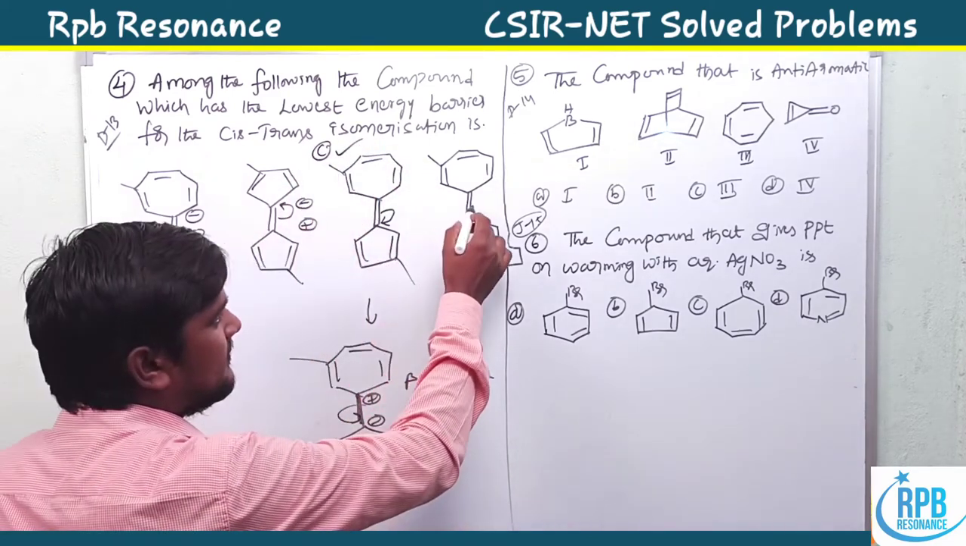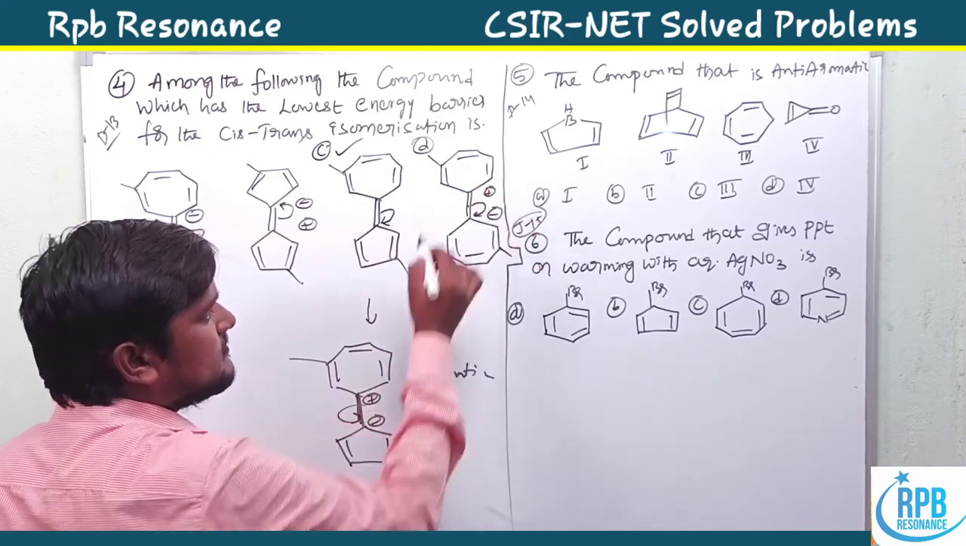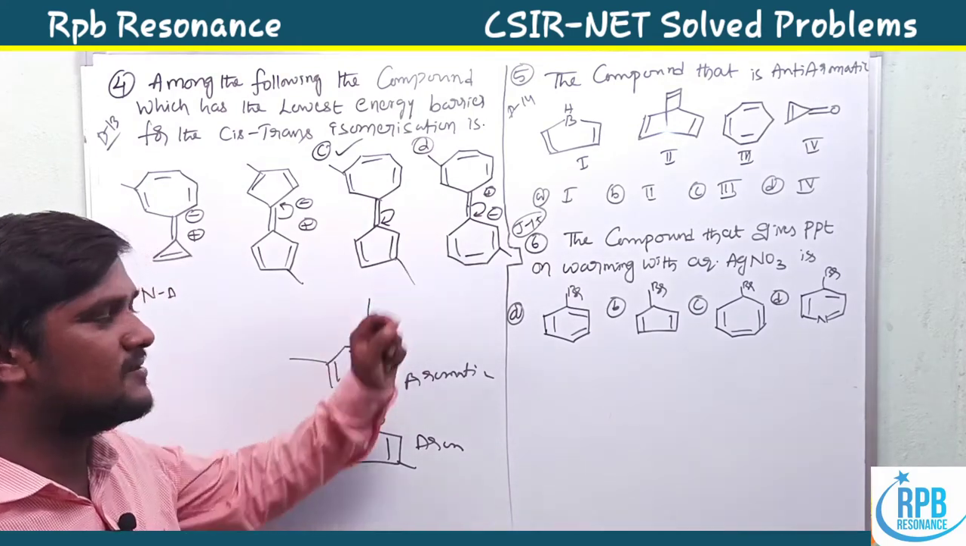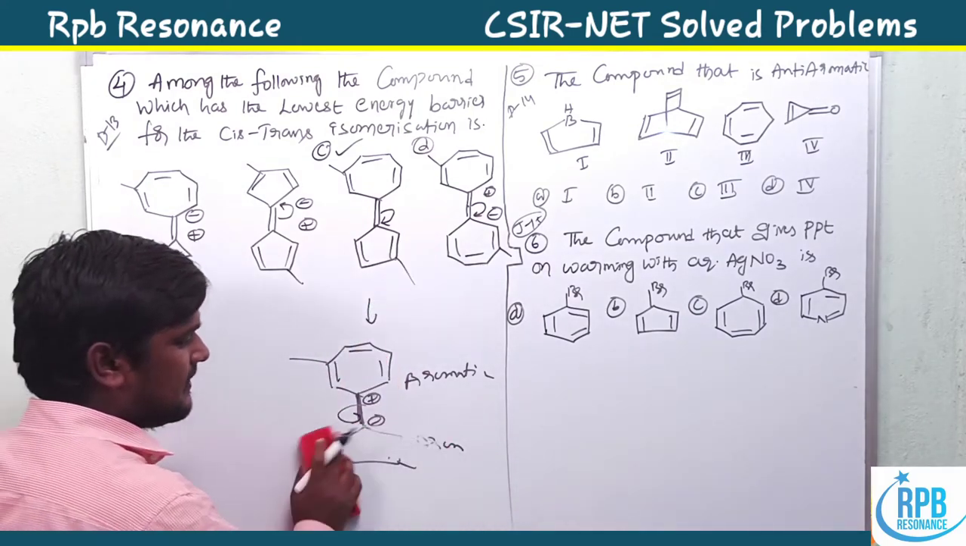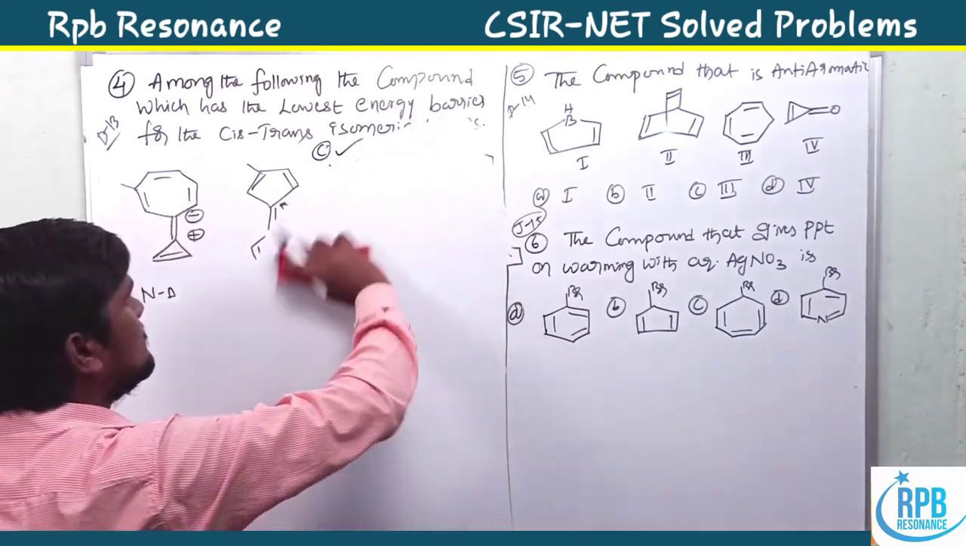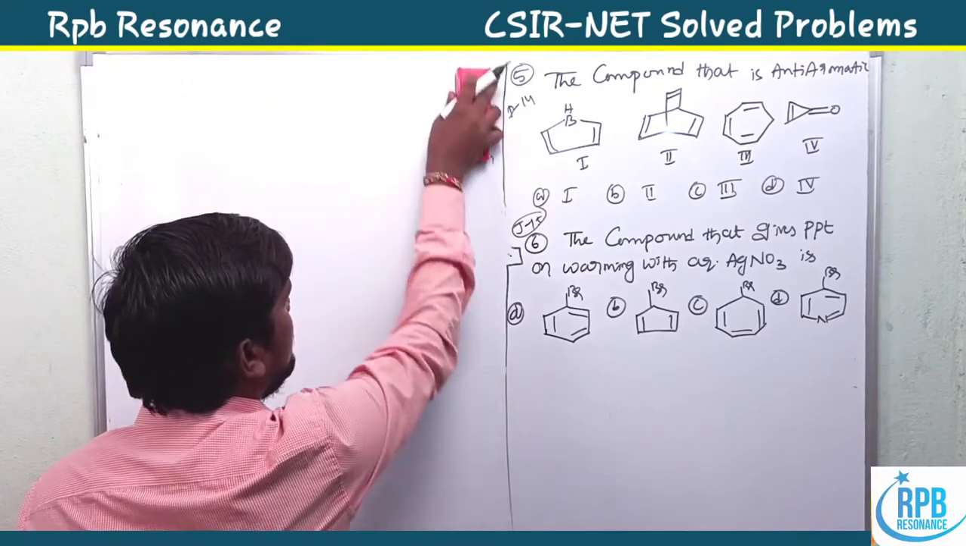Now in case of option D, one is negative, another one is positive. So the positive is aromatic but the negative is anti-aromatic. So that's why this is destabilized. So option C is correct for the lowest energy barrier transformation or isomerization. Now let's move on to problem number 5. That is given in December 2014.